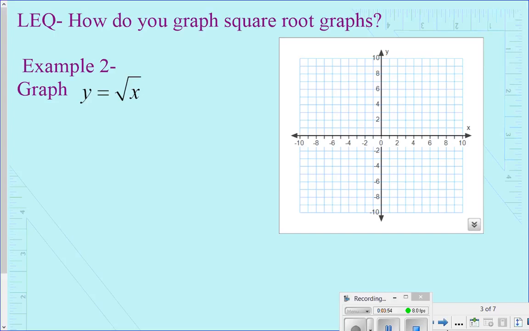Okay. Second part of the lesson today, we looked at graphing square roots. So we'll start with the most basic square root equation, which is y equals the square root of x, and we're going to graph that. And we always, of course, when we don't know what a graph looks like, we start with a table.